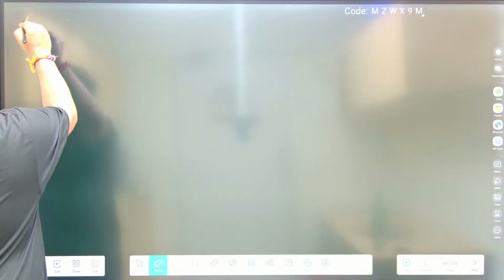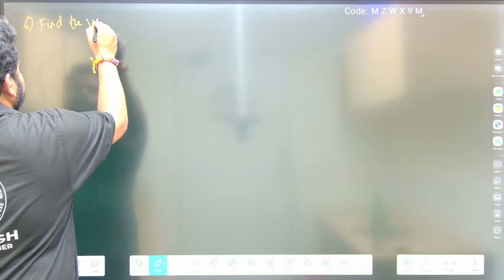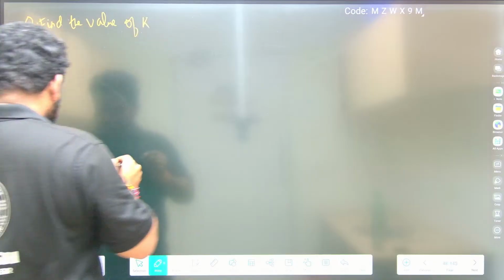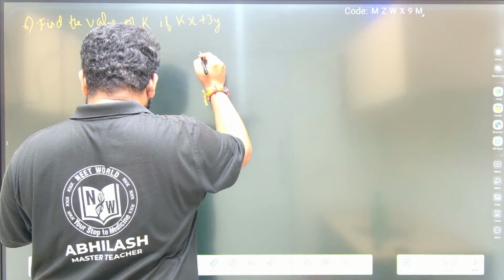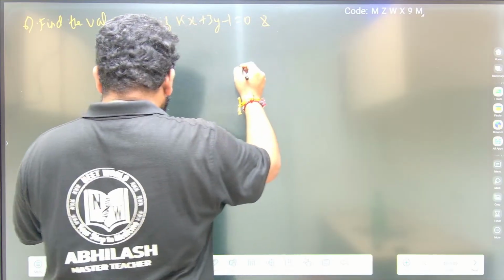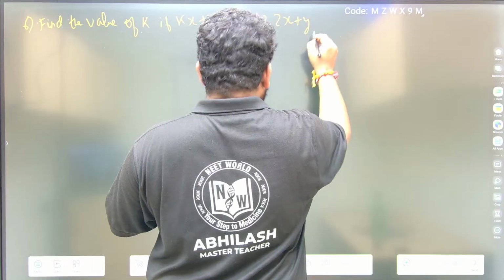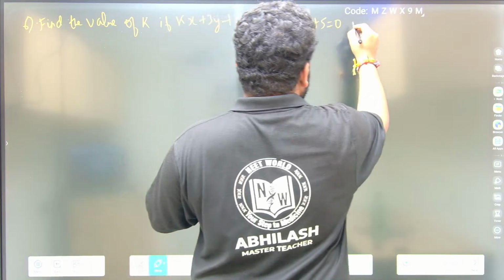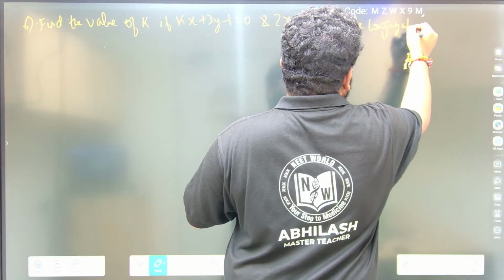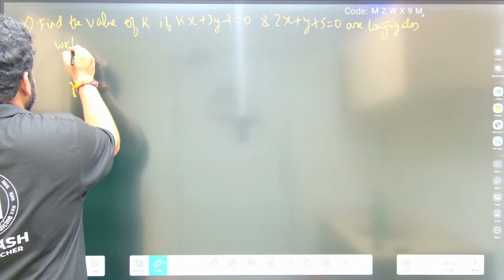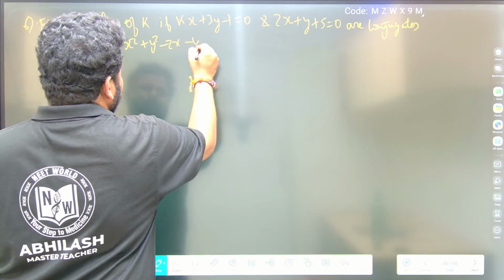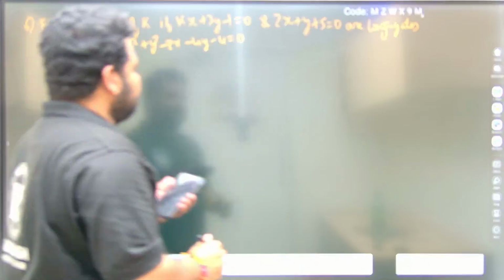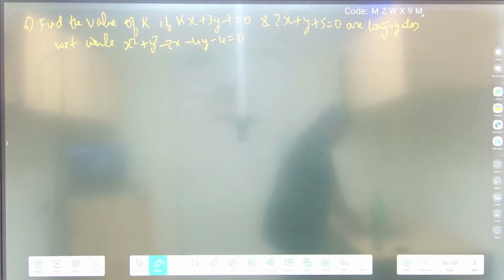Now see here, that is the sixth question. Find the value of k if kx plus 3y minus 1 is equal to 0 and 2x plus y plus 5 is equal to 0 are conjugates with respect to the circle x square plus y square minus 2x minus 4y minus 4 is equal to 0. This is the question, friends. Clear?